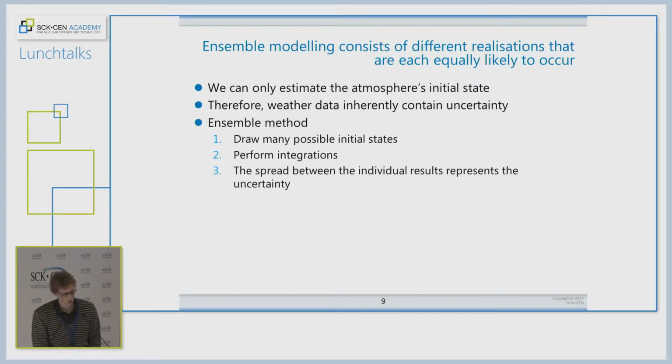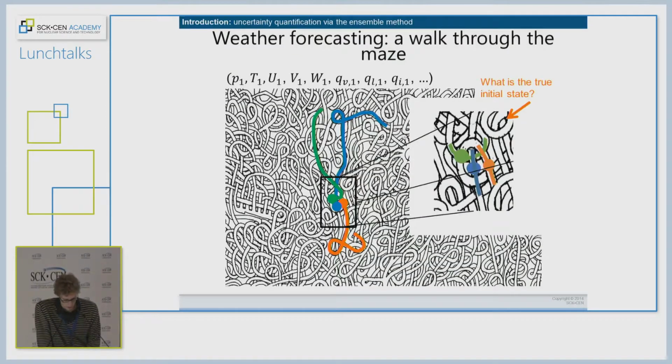And we can use this ensemble method, which consists of drawing many possible initial states. And for each initial state, we perform the integrations, and we end up with different equivalent results. With equivalent, I mean equally likely. And then the spread between these individual results represents the uncertainty. That's the idea of ensemble modeling. And in the example here, we have used only 3 realizations, but in practice we work with an ensemble of, say, 20 or 50 different paths.